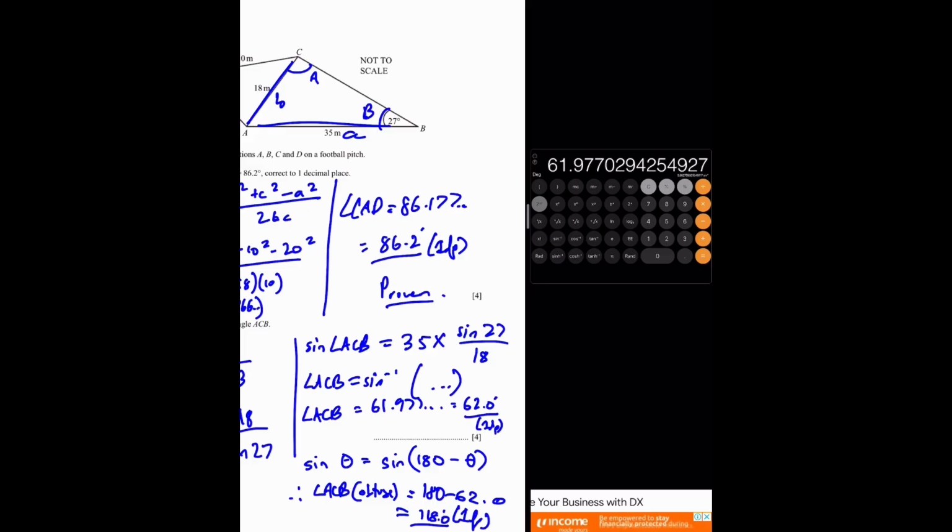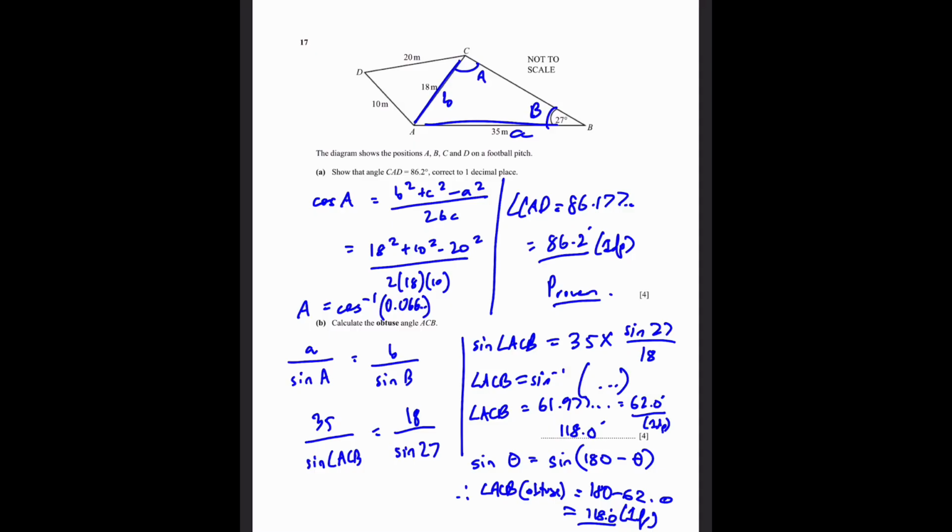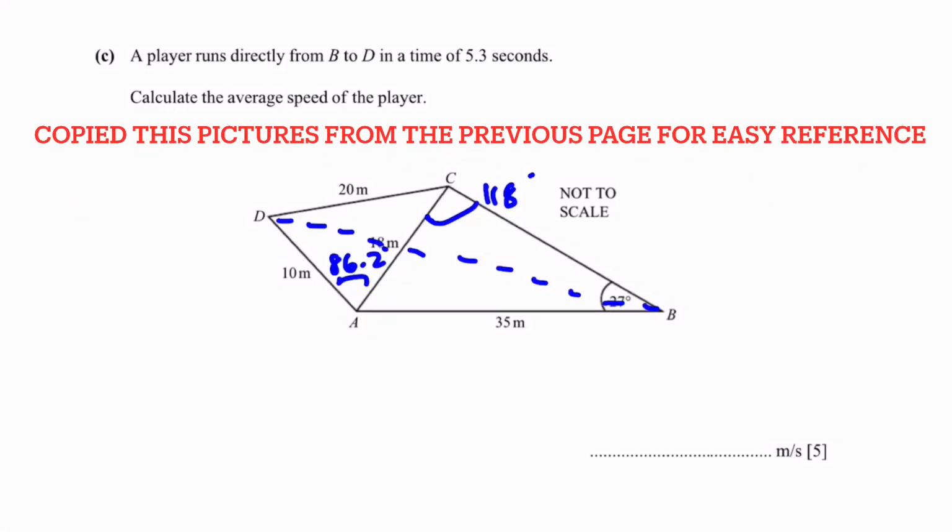Of course, you have to write 118.0 if you write to one decimal place. Or if you're writing to three significant figures, you can just write 118. Either way, we get 118, and that'll be our answer. Let's go to part C. Part C, a player runs directly from B to D in a time of 5.3 seconds. Calculate the average speed of the player in meters per second.